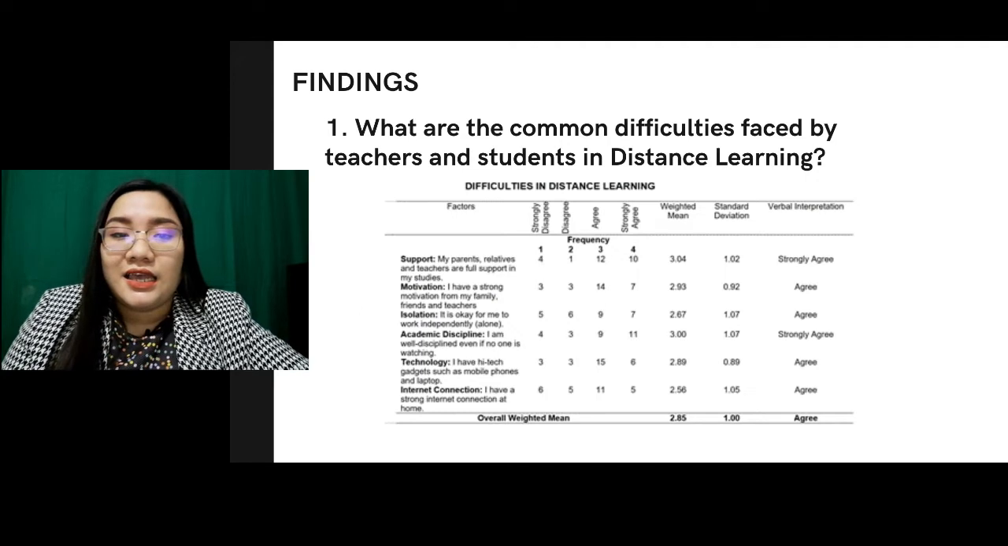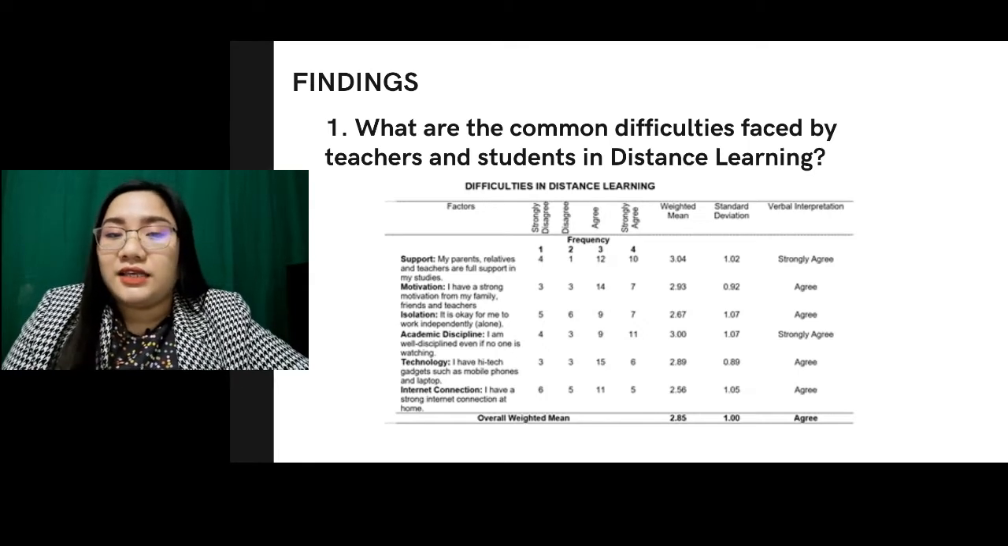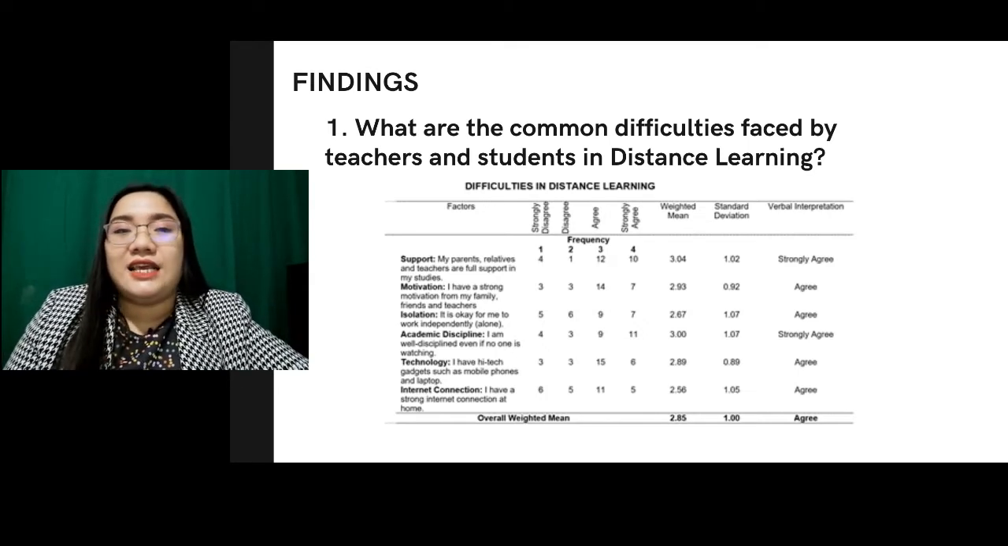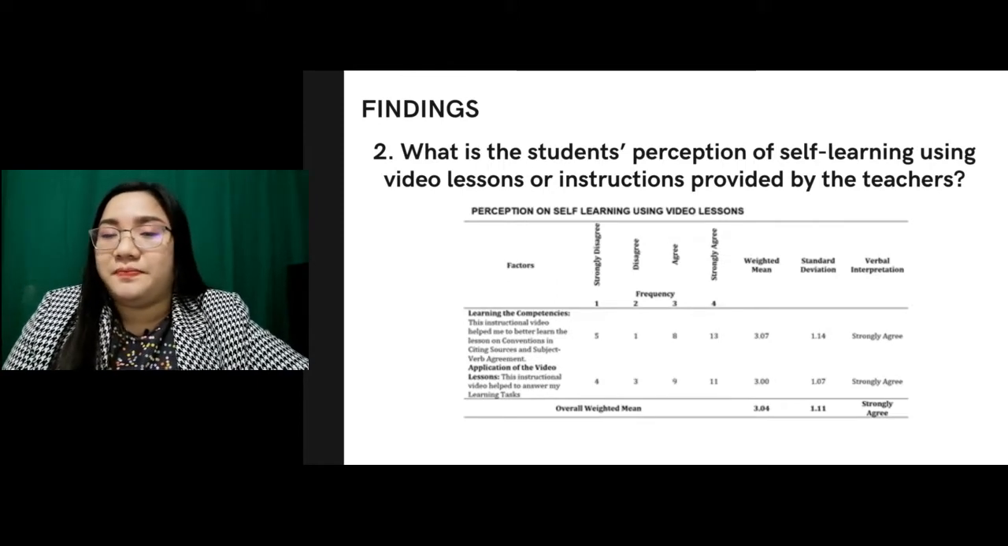This implies that each factor contributes to determining the uncertainty affecting both teachers and students, but overall, the elements gathered a weighted mean of 2.85 and a standard deviation of 1 is verbally interpreted as agree. So let's talk about the second research question.